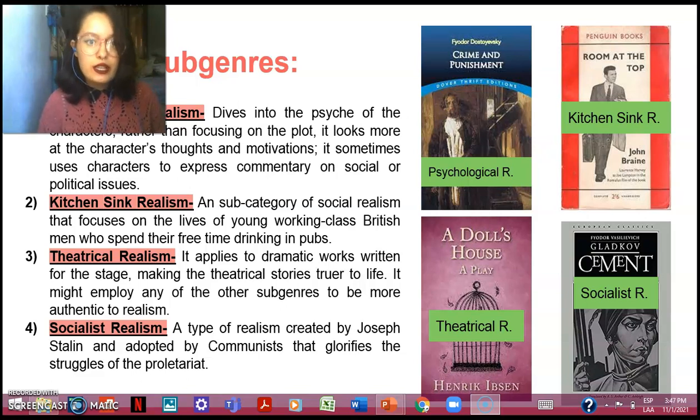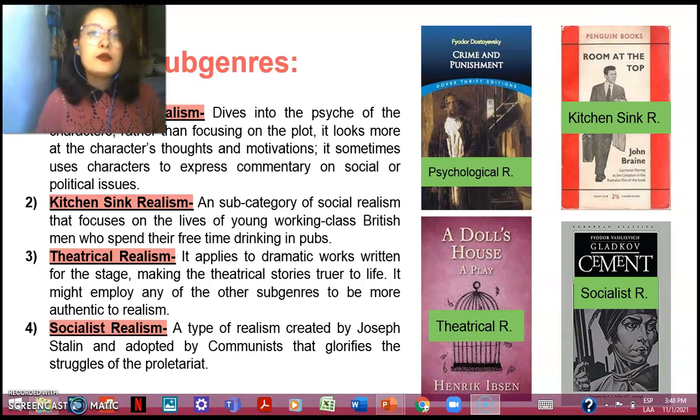Next, we have kitchen sink realism. Kitchen sink realism is a subgenre within a subgenre, so it is a subcategory of the subgenre we've seen previously, social realism. Now, kitchen sink realism likes to focus on the lives of young working-class British men who spend their free time drinking in pubs. Now, a very good example of kitchen sink realism is the book Room at the Top by John Braine.